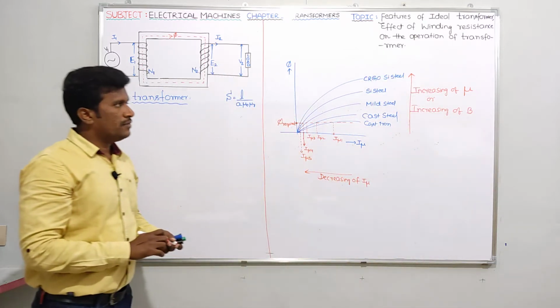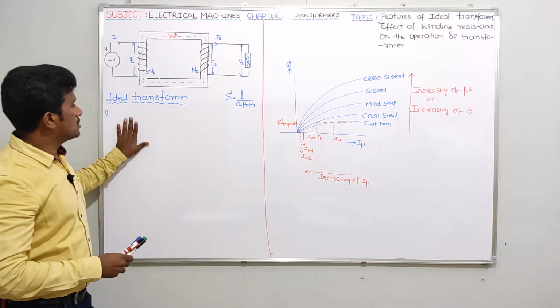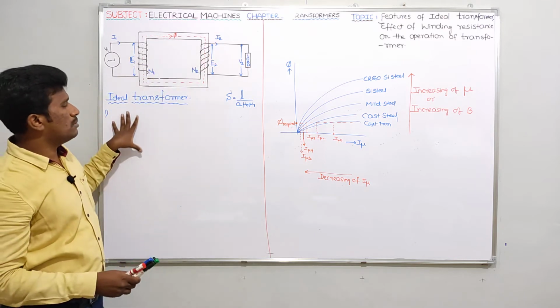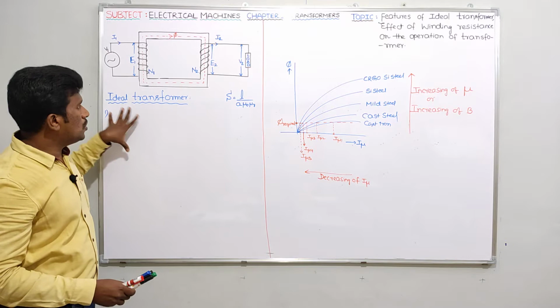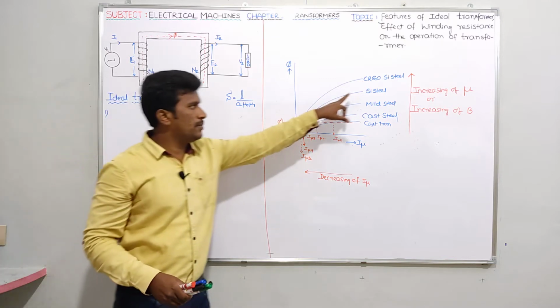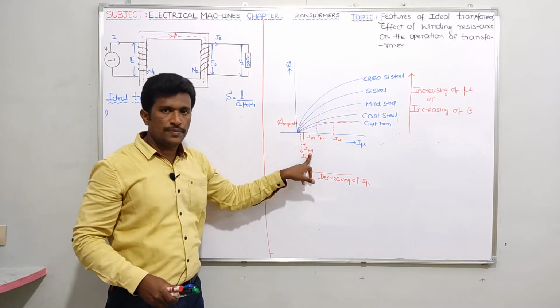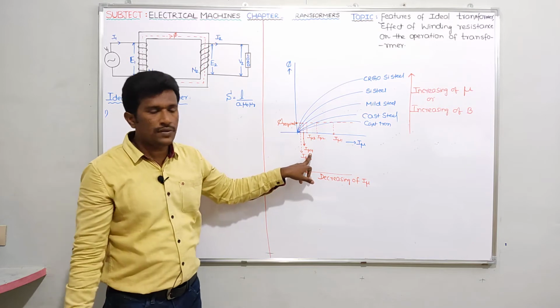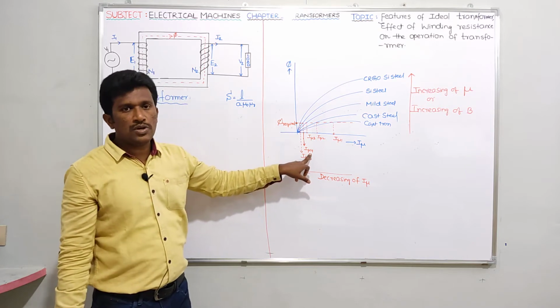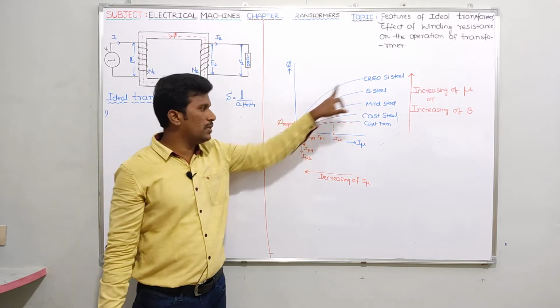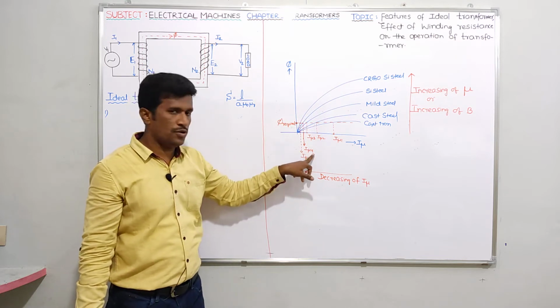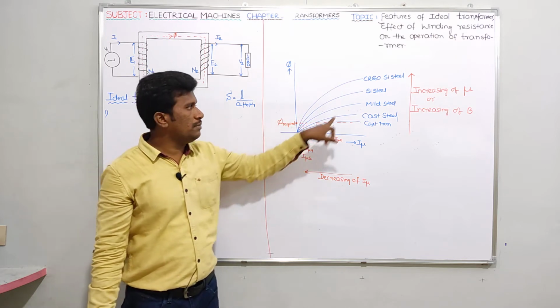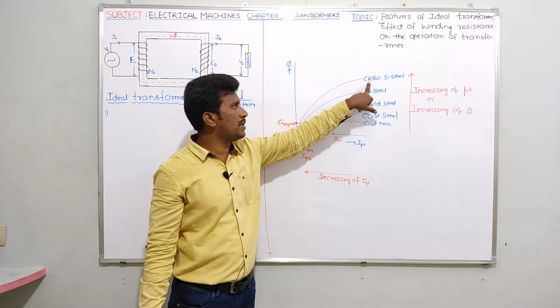Now tell me guys, very simple question I'm asking. Suppose here we are discussing ideal transformer features. If the transformer core is made up of silicon steel, it will take I_mu4 current to magnetize the transformer core. If the transformer core is made up of CRGO silicon steel, it will take I_mu5, which is less than I_mu4. Is it clear guys? When compared to silicon steel, CRGO silicon steel permeability is more, no?